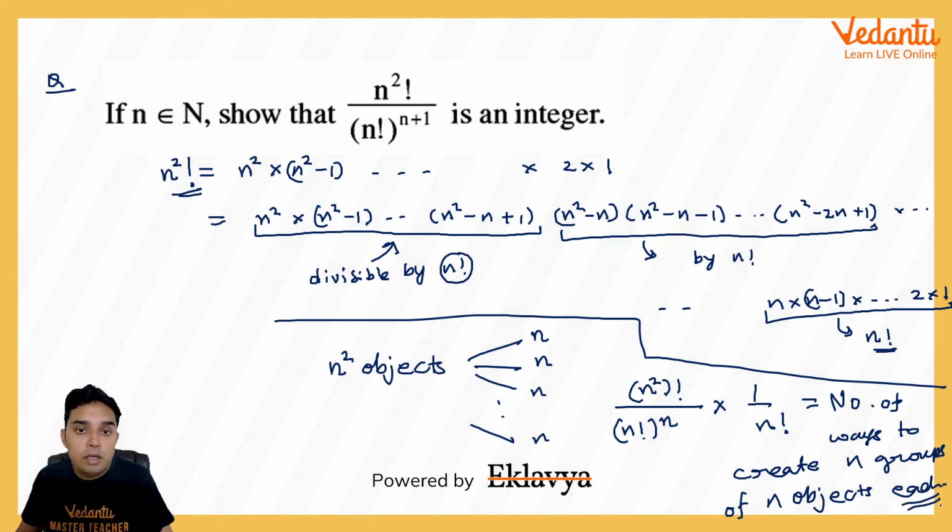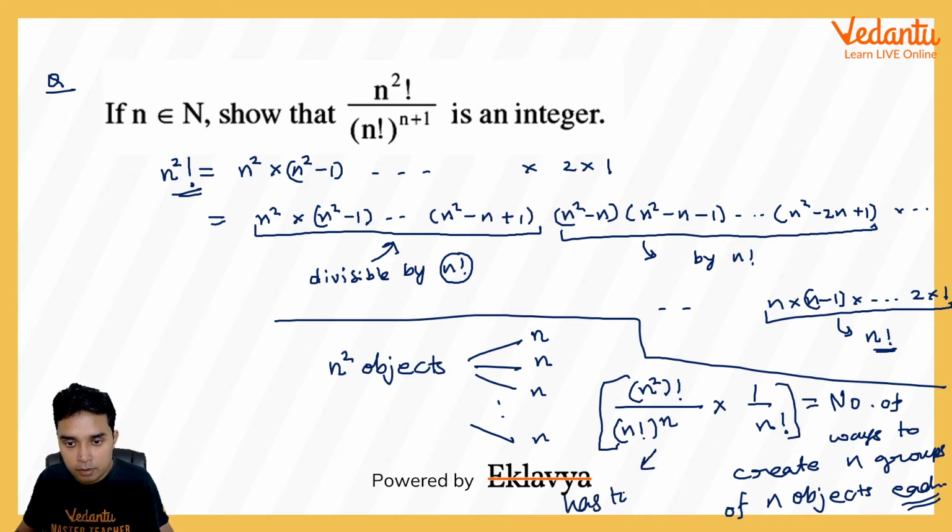And as you know, we can definitely do this thing. You can understand easily, suppose you have n square objects. You have to put the first n at one place, then the next n at another place, and so on. So this has to be an integer, yes or no? So this has to be an integer. If this has to be an integer, that is only possible if n square factorial is divisible by n factorial power n plus 1.